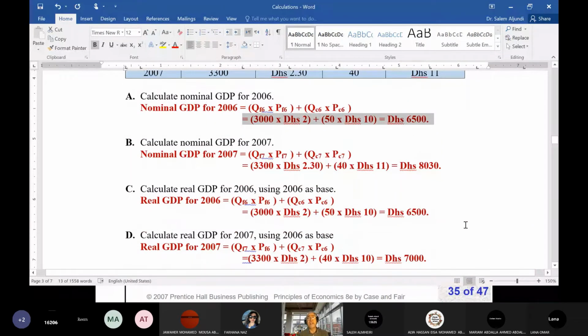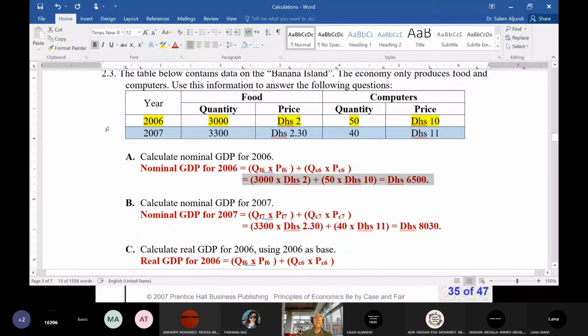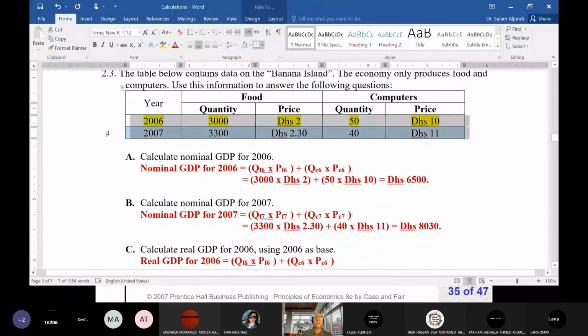Okay, what's important is here. Calculate real GDP in 2007 using 2006 as a base year. That means when you calculate real GDP in 2007, use the prices of 2006. Use fixed prices of 2006. Let's come back to the table.